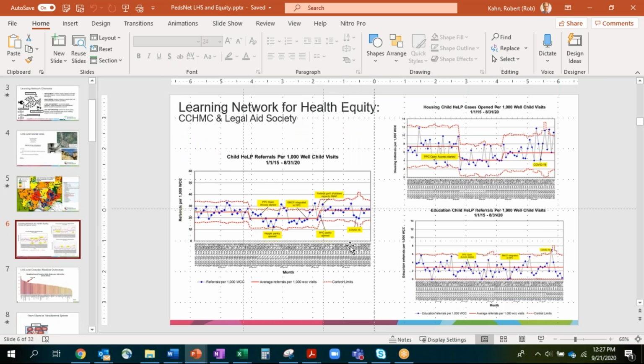now leading to, and this is literally just from this past Friday, where together what you're looking at are SPC charts. I can't remember if you guys get into statistical process control charts or not, but what you're looking at here on the left is our rate of referrals to our legal aid partners per 1,000 child visits from January 2015 to August 2020, and annotated for various changes along the way.